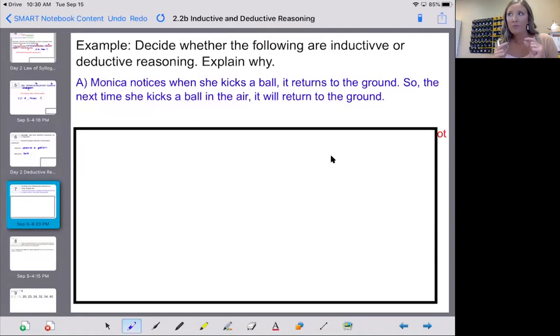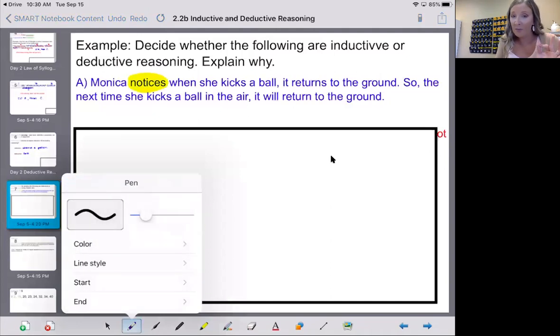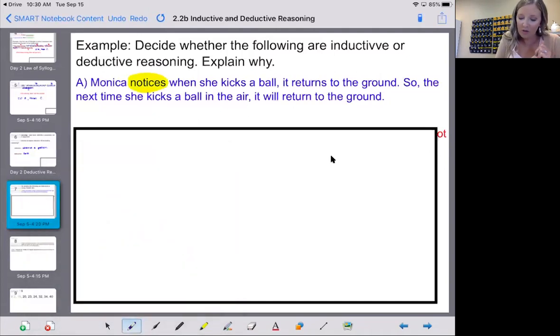Now, a lot of people say, well, it's based on fact because gravity's going to pull it back down. Notice that it doesn't say anything about gravity here. It just says she notices. So that is our key word here. She notices. And so since she's making an observation, we're going to call that inductive reasoning. Okay, and notice that I highlighted the word notice because that's what gave me the clue that it was inductive.